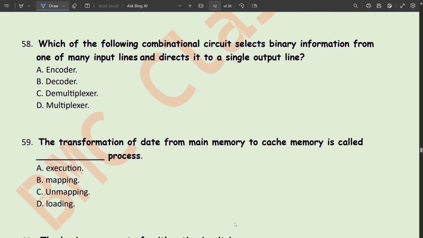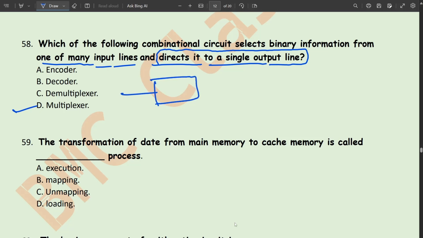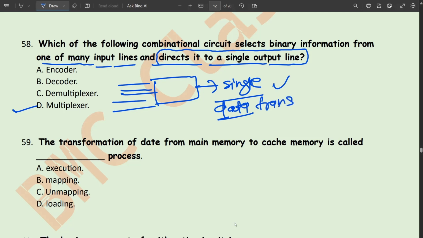Next, which of the following combinational circuit selects binary information from one of many input lines and directs it to a single output line? So the answer will be multiplexer. In previous video I tell you that the multiplexer is only thing which takes many inputs and provide you a single output, and it is also used for data transferring. This question is most important.